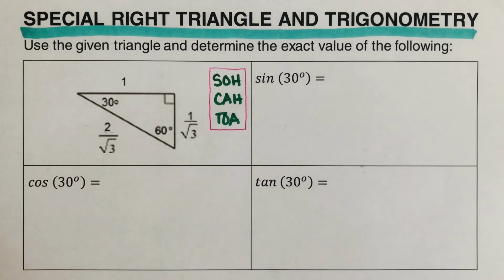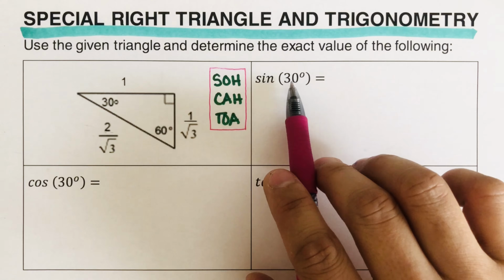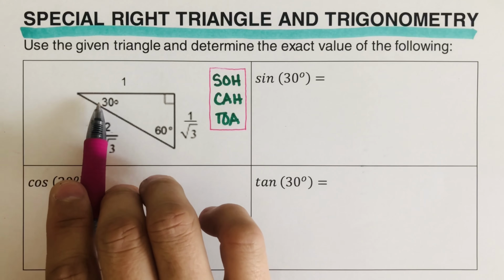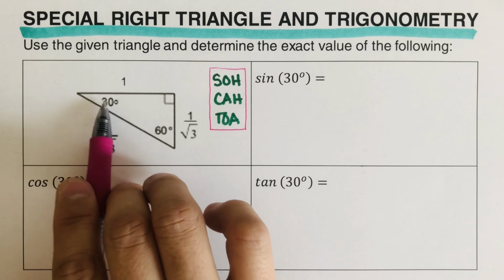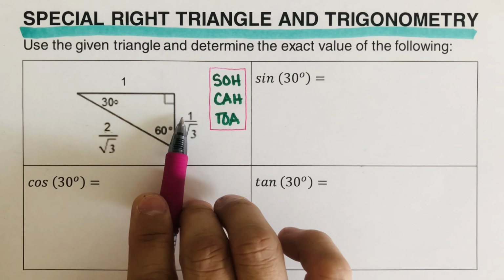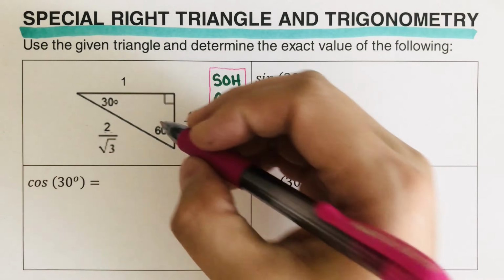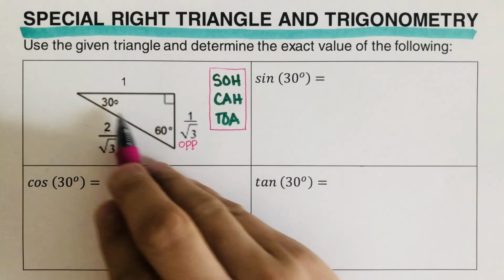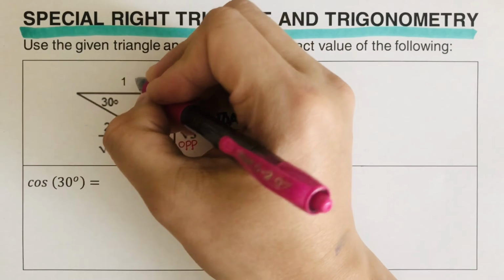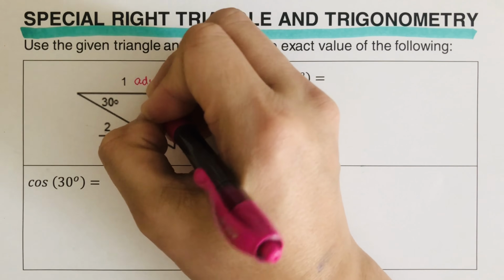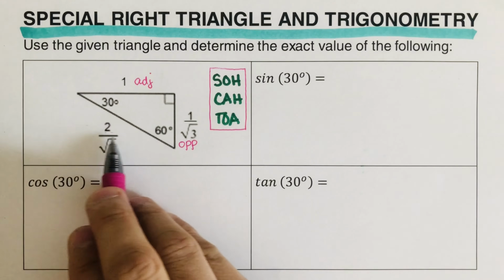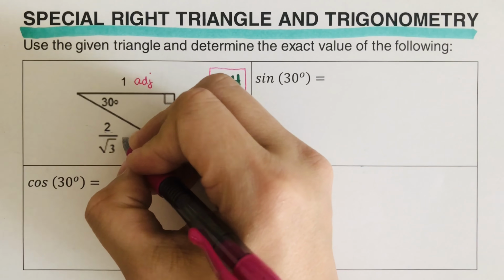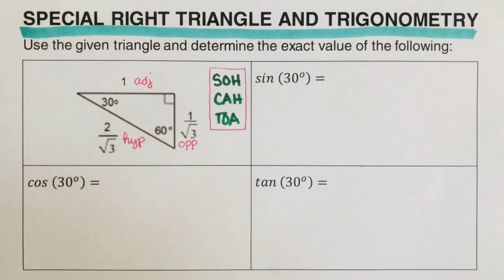These are the trigonometric ratios. Looking at this, we're supposed to look for sine 30, cosine 30, and tangent 30. So we're looking for 30 here. That's the angle. From 30, we can conclude that 1 over square root of 3 is the opposite of 30. The 1 here is the adjacent of 30. And then 2 over square root of 3 is the hypotenuse, so we're going to write hypotenuse there.